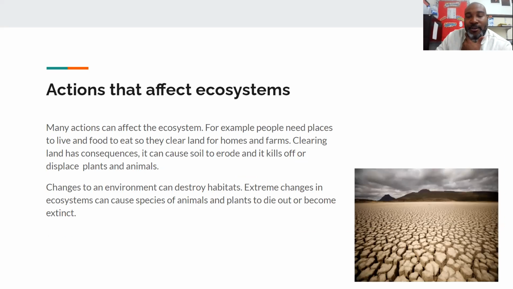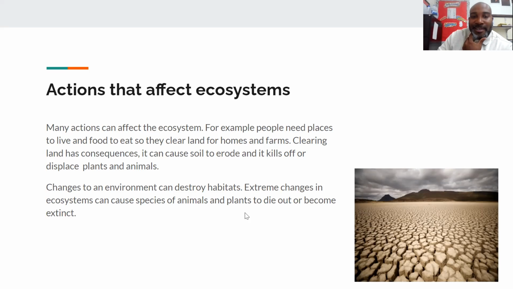Actions that affect the ecosystem, kind of jumping in based on what I just said. Many actions can affect the ecosystem. For example, people need places to live and food to eat, so they clear land for homes and farms. Clearing land has consequences. It can cause soil to erode, and it kills off or displaces plants and animals. Changes to an environment can destroy habitats. Extreme changes in the ecosystem can cause species of animals and plants to die out or become extinct.